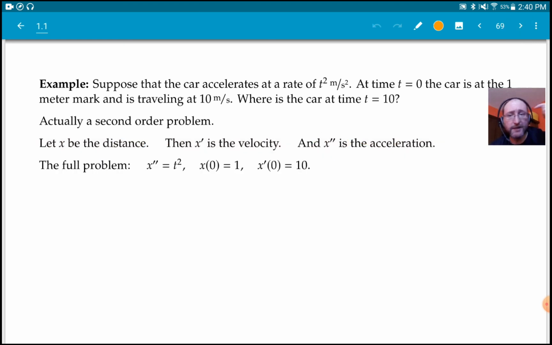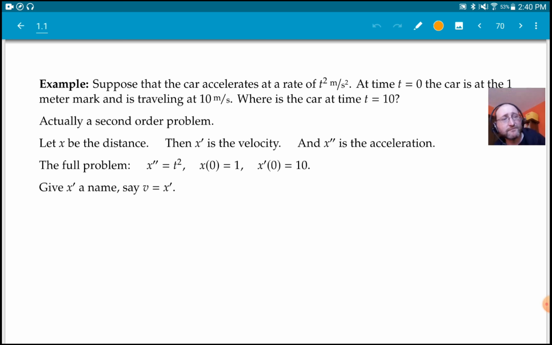But in this case, it's not too bad. So the full problem is this: we have x double prime is t squared, x at 0 is 1, and we actually have another initial condition here. x prime at 0 is 10. That's really the full second order problem that we're trying to solve. It's not too bad. It's really two first order problems.